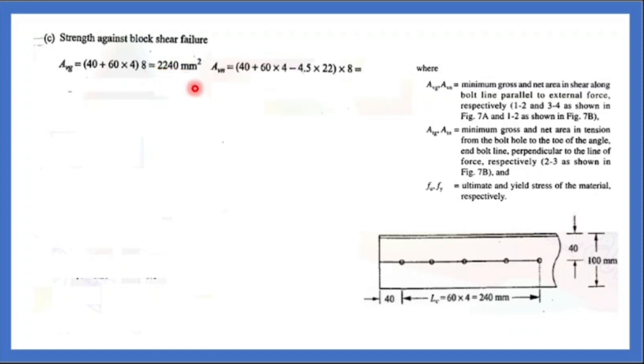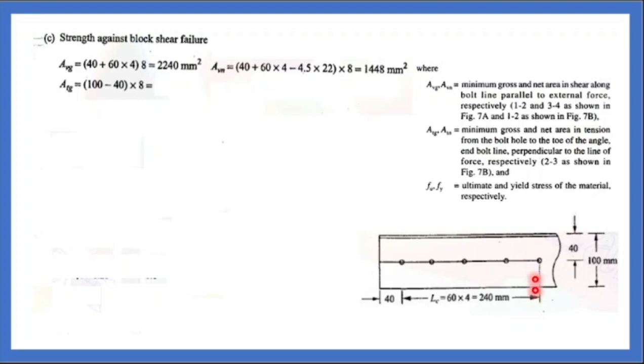2240, and your net of that is, you should subtract the holes. How many holes are here? 1, 2, 3, 4 and a half hole will be here. That is 4.5 minus the same value, minus 4.5 into 22. Diameter of a single hole is 22. You have 4 complete holes and 1 half hole. That is why 4.5 into 22. That gives 1448 mm square. And the next thing is Atg, the minimum gross tension area, that is the net tension area.